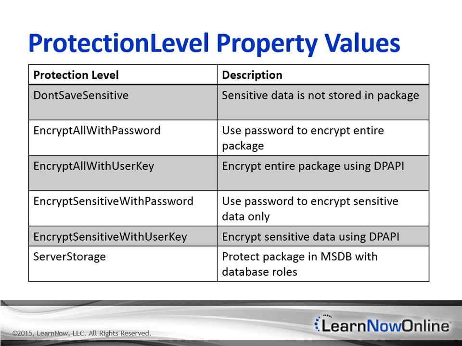The third option is Encrypt All with User Key. This encrypts the entire package with a DPAPI user key. Again, that's the part of Windows that provides a lot of encryption services. In this case, access to the package is limited to the user who created or edited the package on the same machine. So that's a limitation. And the DTUtil value here is 4 that you use in order to set this level.